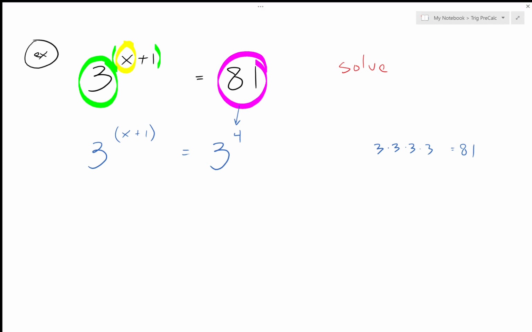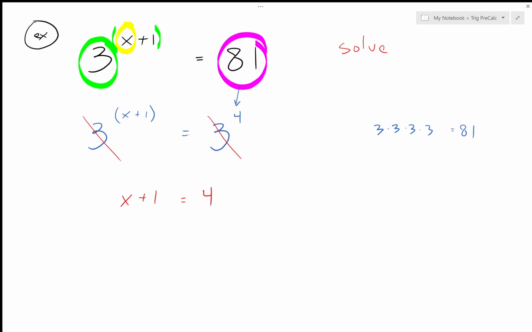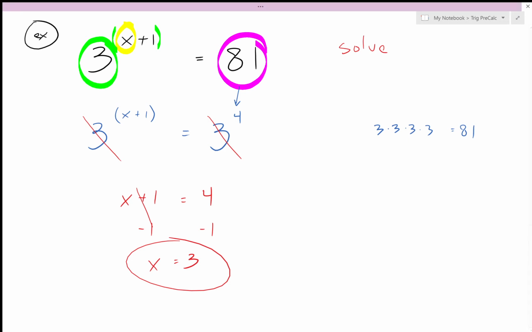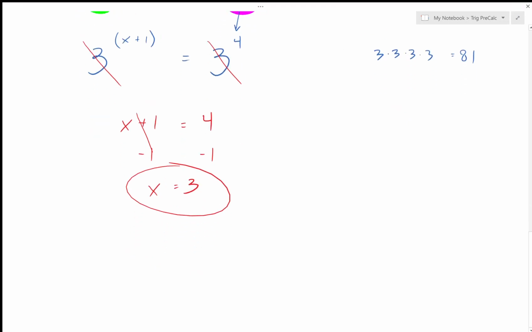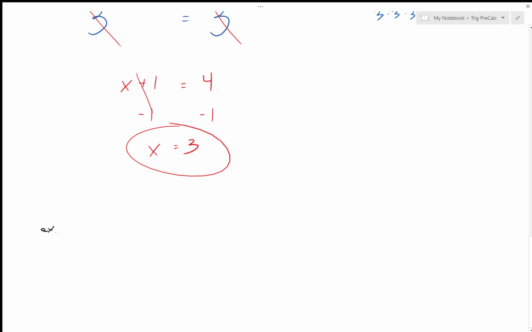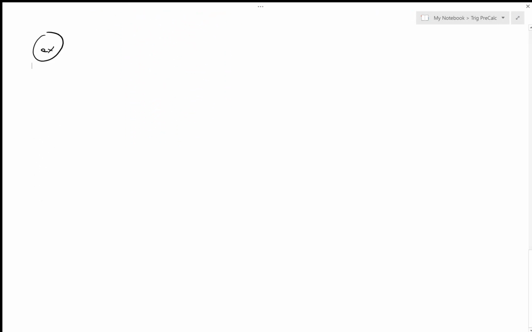Now since both sides have a base of 3, we can cancel out those 3s and just bring the exponents down. So x plus 1 equals 4. That's a really nice solvable thing. We can subtract 1 over, so x equals 3. So the name of the game is get the same base everywhere, and we can start canceling stuff out.